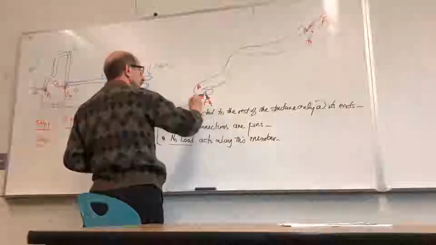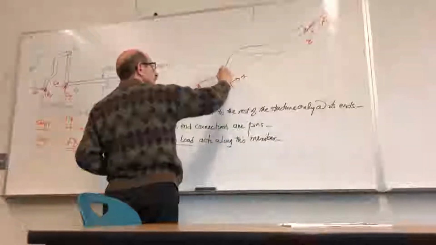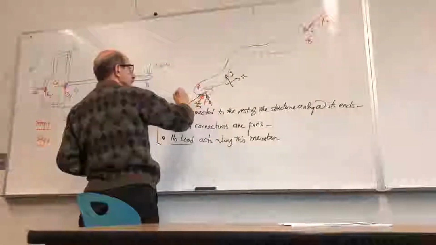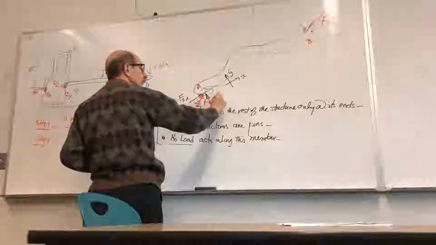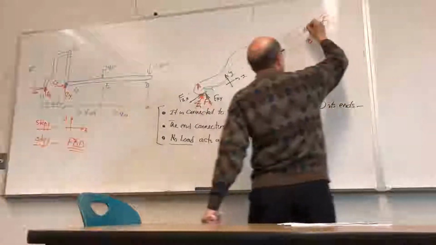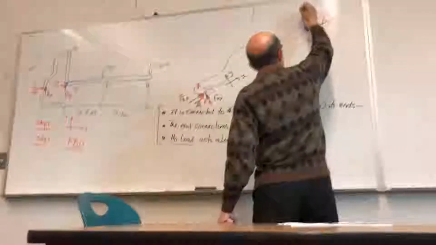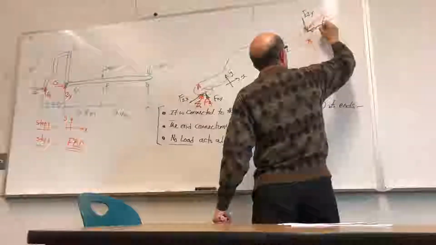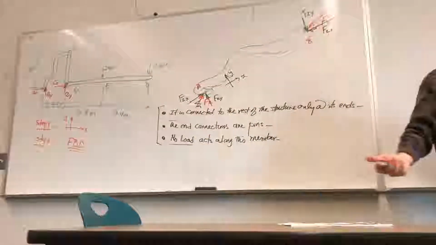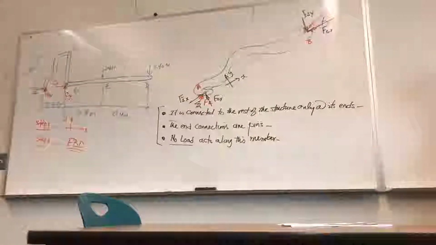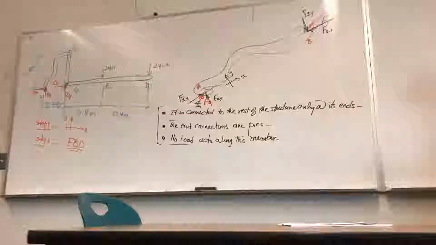So I would replace these 2. Let's say if this is X and this is Y, I call this F2X, this would be F2Y, and if I resolve that, this would be F2Y, F2X. I haven't made any changes, right? But now, this is a free body diagram of that piece.